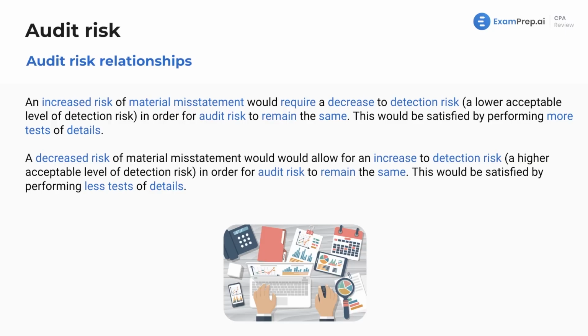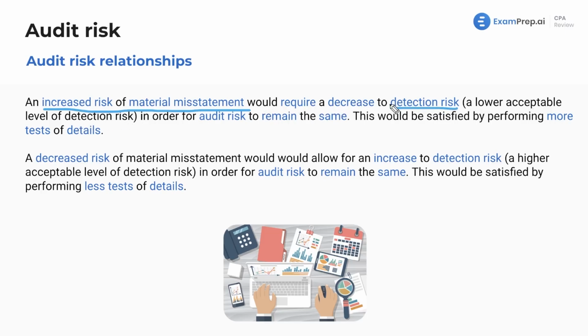We're going to go over a couple other points here for our relationship between the items within audit risk. Now, an increased risk of material misstatement, meaning we later on discover that internal controls are not operating as effectively, or there's just more inherent risk than we discovered. That would require you to decrease the detection risk, a synonym here being a lower acceptable level of detection risk.